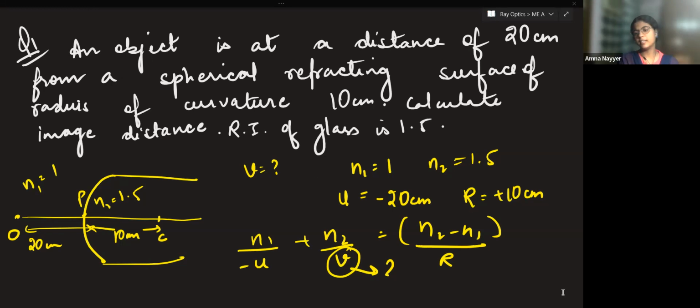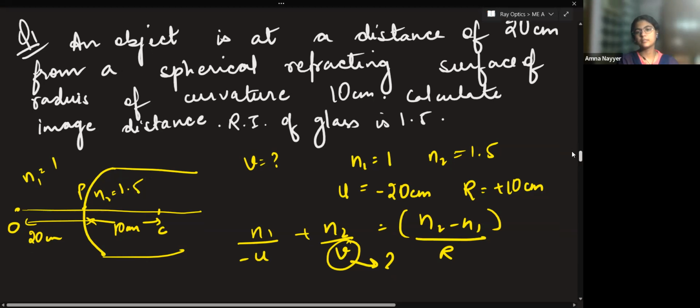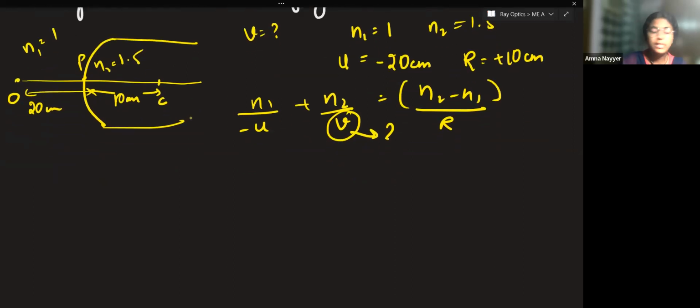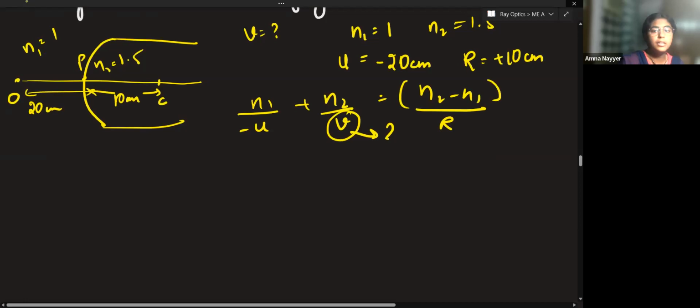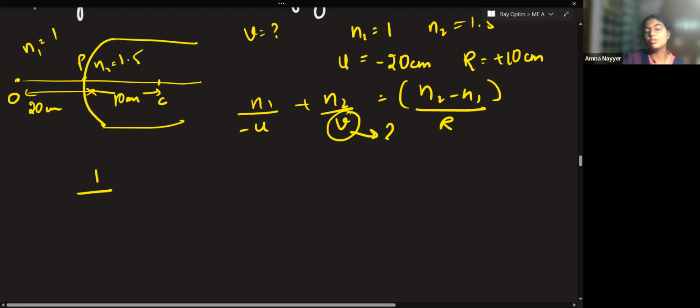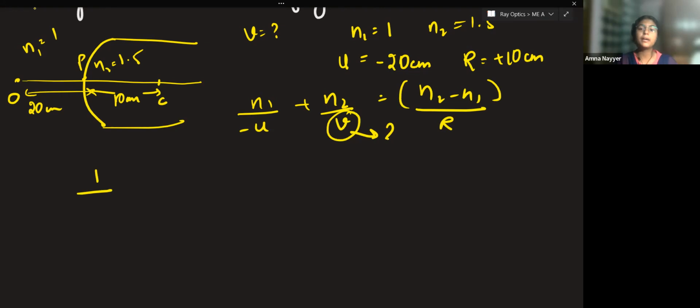Yes, anybody got any answer? Let's keep it in the formula. See, n1 is 1, divided by minus u. So minus u is already there in the formula. Now you are getting u again as minus, that is minus 20 centimeters. So minus into minus 20. So we get 1 by minus into minus 20 plus n2 is 1.5 divided by v.